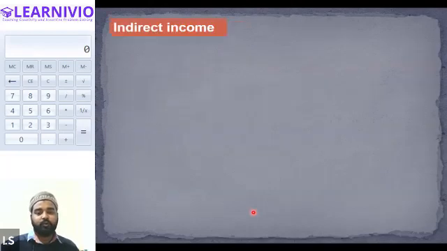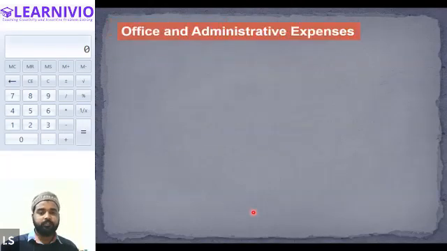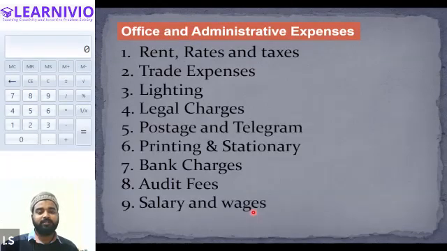Now, in case of office and administration, these expenses are generally included: rent, trade expenses, lighting, legal charges, postage and telegram, printing, stationery, bank charges, audit fees, and salaries. Guys, I would recommend that you basically take the screenshot of all these topics, so that it will be easier for you to revise. So kindly take the screenshot of all the topics that I'm covering. All right. So in case of the office administration, we have these expenses generally.